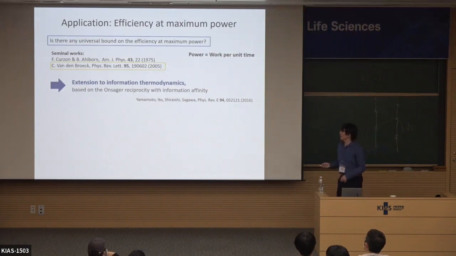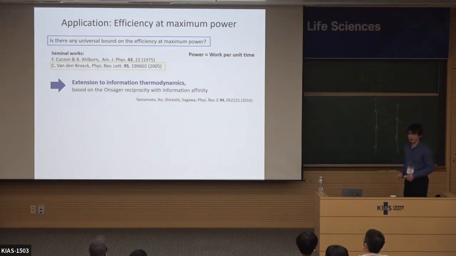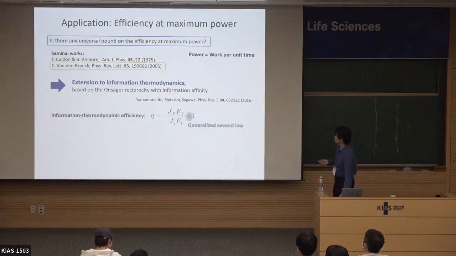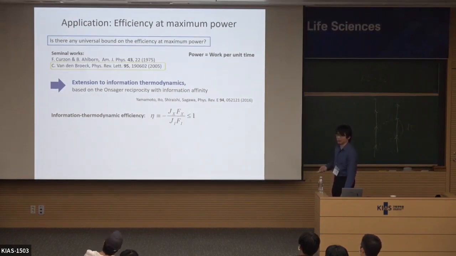Now we have the Onsager reciprocity for information engines. So we can apply the same technique to derive the efficiency at maximum power in the presence of Maxwell's demon and the information flow. That was done in this paper. Now the efficiency is defined as the ratio of the power output and the information flow. This is exactly the same as the definition of information efficiency that I defined yesterday.